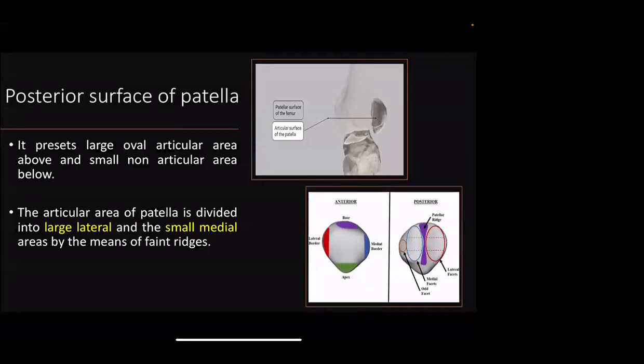The posterior surface of the patella presents a large oval articular area above and a small non-articular area below. The articular area of the patella is divided into a large lateral and a small medial area by faint ridges. This is the lateral facet, and this is the medial facet, and these are the patellar ridges.